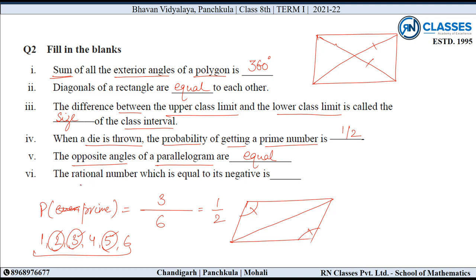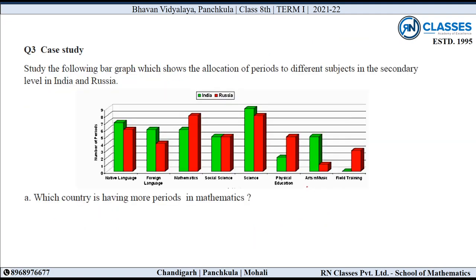The answer, rational number which is equal to its negative. Only one number is there which is equal to its negative. Only one. Which one is that? 0. Zero. Such a simple one. Easily answers mil gaye. 6 marks in your bag. Fill in the blanks, muft ke number the, le lene chahiye the aapko.